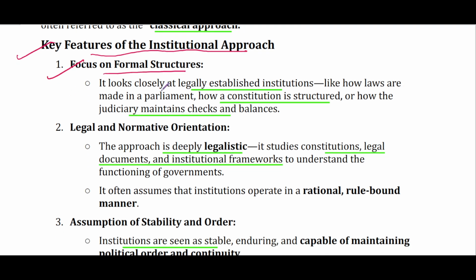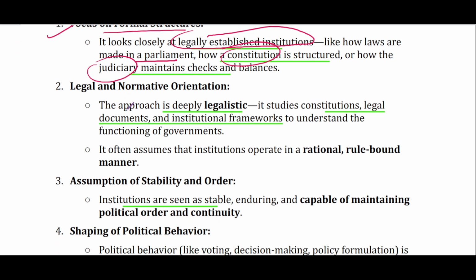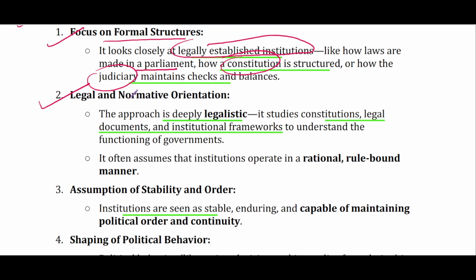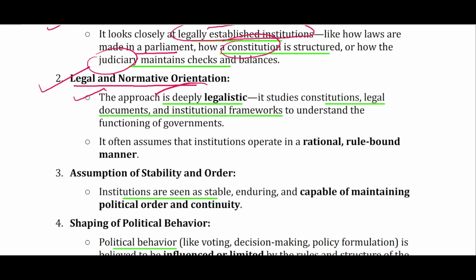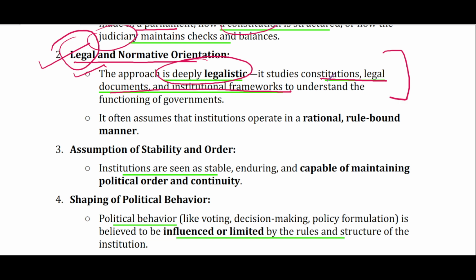First, it focuses on formal structure, such as legally established institutions, जैसे parliament हो गया, judiciary हो गया, bureaucracy हो गया, constitutions हो गया. Then, the second feature is the legal and normative orientation, which means this approach is deeply legalistic, deeply legal oriented, and in other words, it means that it studies the legal dimension only. It studies constitutional legal documents and institutional framework only to arrive at the output, to arrive at the political outcome.